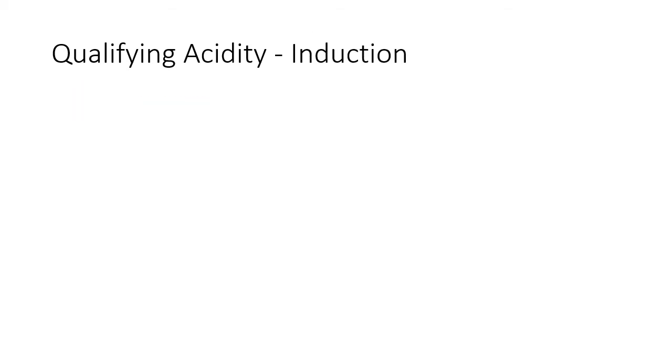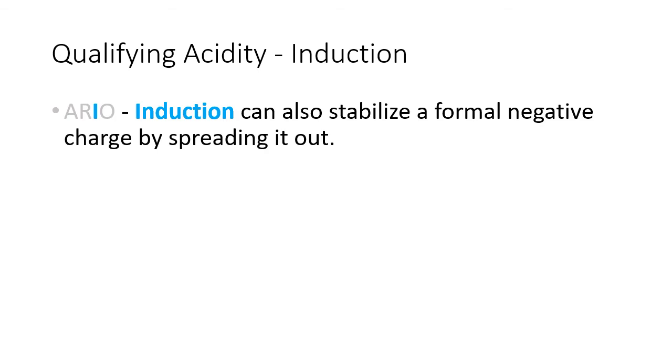Next, we are going to consider induction. Sometimes when you're analyzing structures, the atom will be the same, so we can't use A. Sometimes they will both have the same resonance structure that you could draw, so we can't use R. So we would move on to I, which stands for induction. And induction allows a negative charge to spread out. It doesn't spread it out in the same way that resonance does, we'll see, but it does allow it to be spread, which stabilizes that charge.